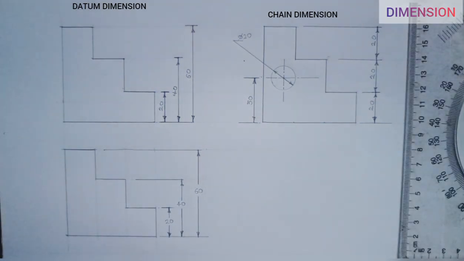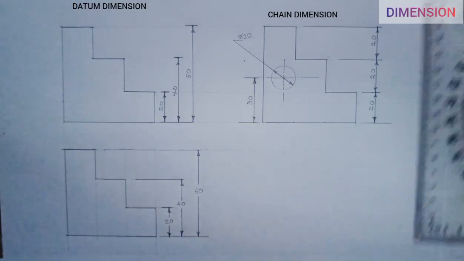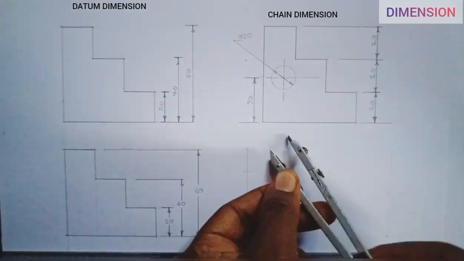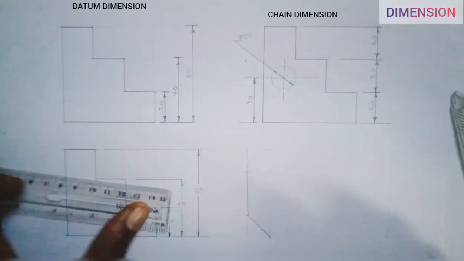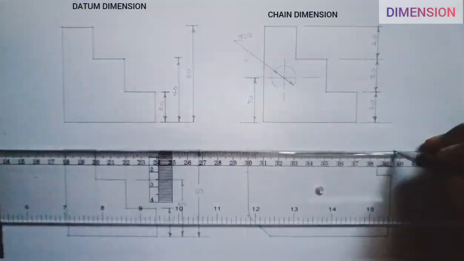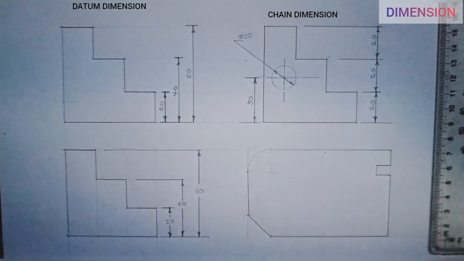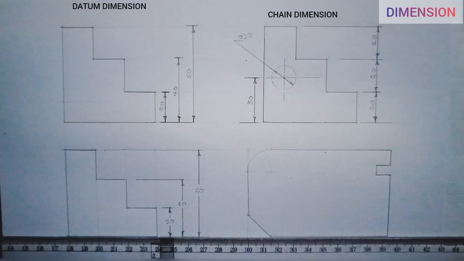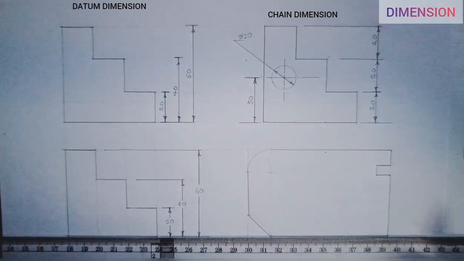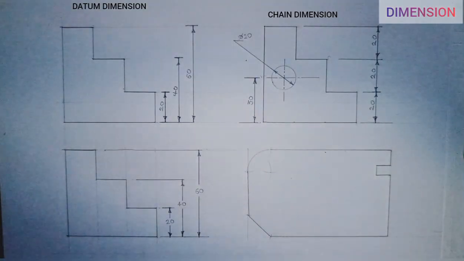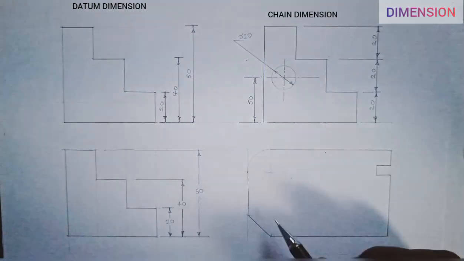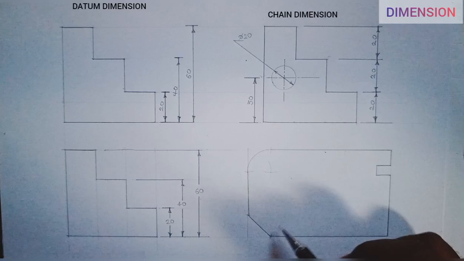Now let's take this one last example and see how we can apply all what we've learned. So let's see how this will go. So this is what we have here, right? Now I want to measure, this is what we call a fillet. That's what we call a chamfer, right?